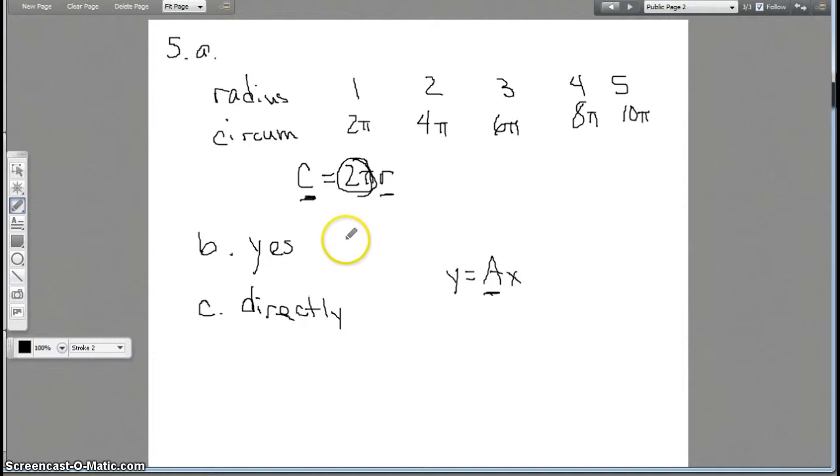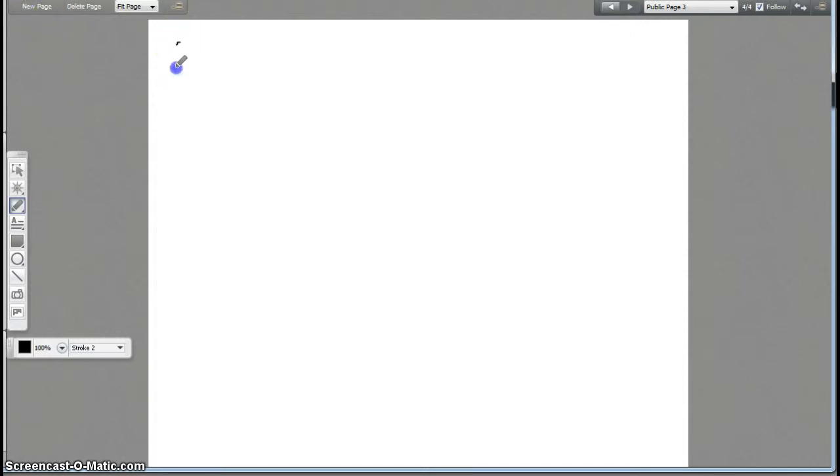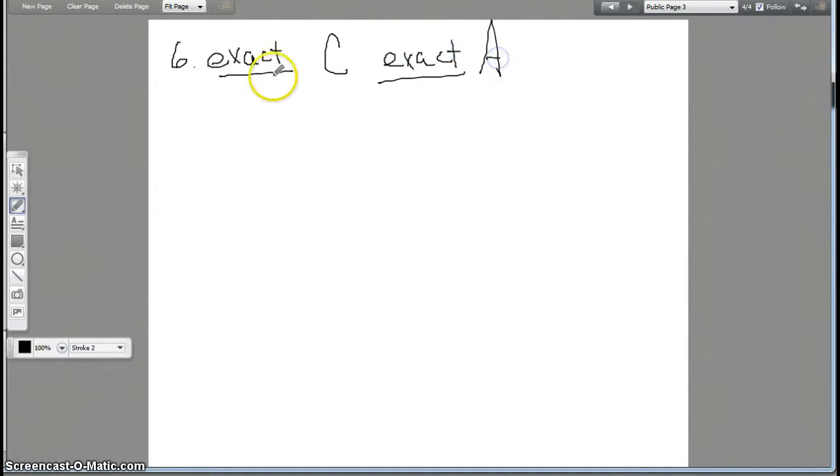Okay, so that was problem number 5, and it is just like problem number 12 that I assigned as homework. Okay, let's take a look now at problem number 6. Number 6 says find the exact circumference and area of a circle with various radii. So you need the exact circumference and the exact area. Since it says exact, that means we will be leaving pi in our answer.